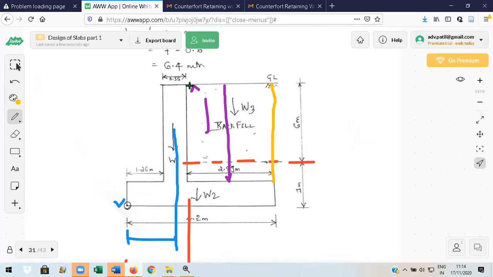This is a rectangle. Weight of the backfill is acting on the heel. What is the weight of this backfill per meter length? Per meter, if you go perpendicular to the board, this is 1 meter. So the volume of this is nothing but the heel projection into 6.4, the height of the stem, into 1 meter into density. That is what I have done here.